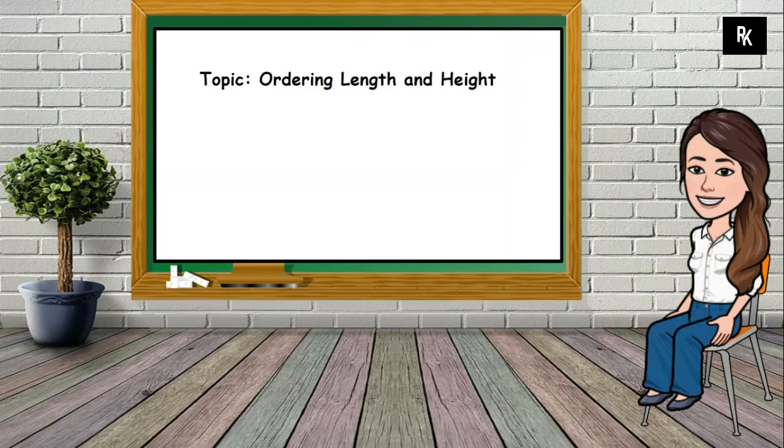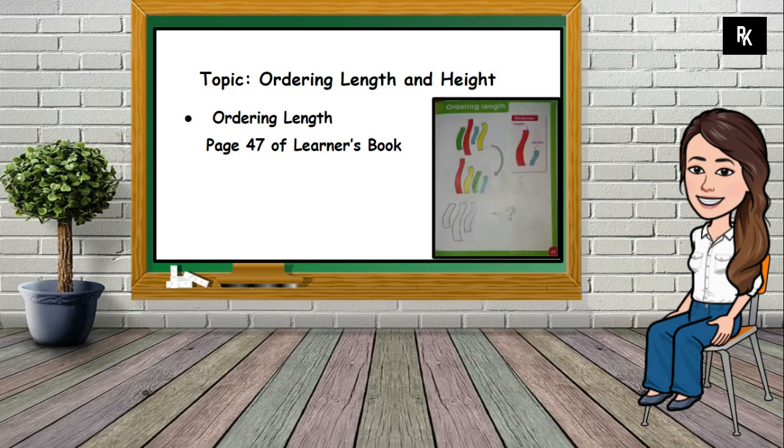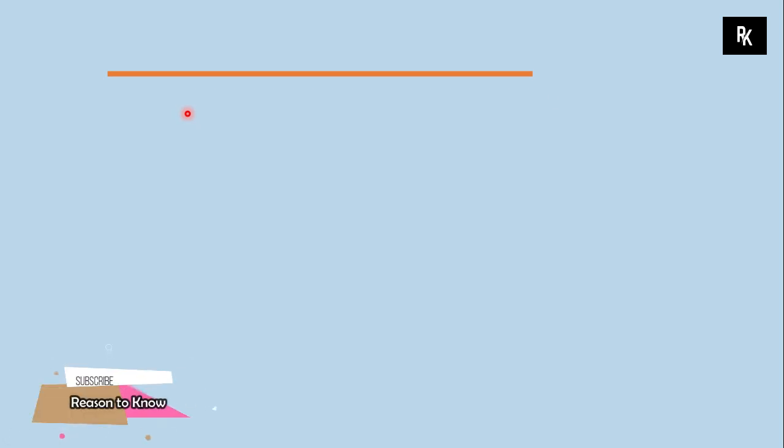Today our topic is ordering length and height. First we will learn about length. Open page 47 of your learner's book. Here we have a line and you can see that this is a straight line, and anything which is in the lying position or horizontal position, we will say that this is the length of that object.